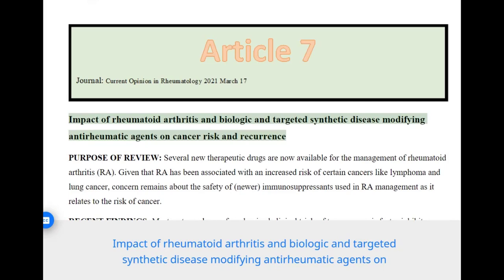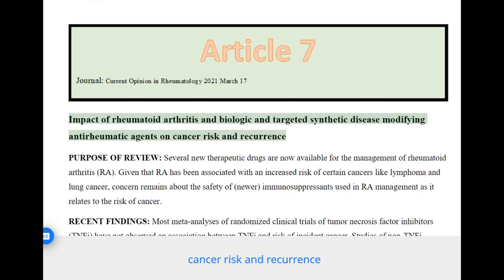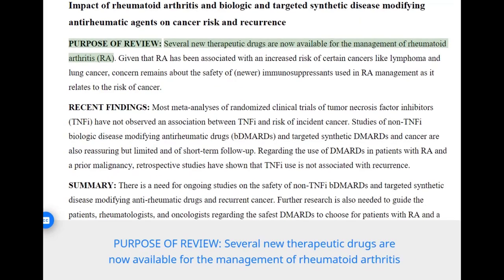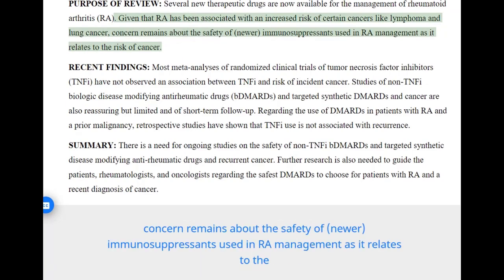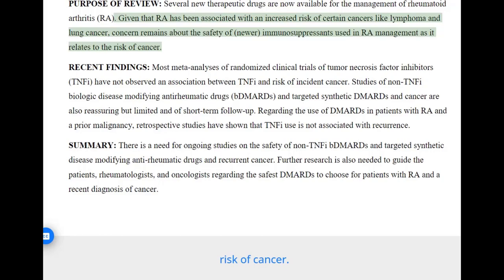Impact of rheumatoid arthritis and biologic and targeted synthetic disease-modifying antirheumatic agents on cancer risk and recurrence. Purpose of review: several new therapeutic drugs are now available for the management of rheumatoid arthritis, RA. Given that RA has been associated with an increased risk of certain cancers like lymphoma and lung cancer, concern remains about the safety of newer immunosuppressants used in RA management as it relates to the risk of cancer.